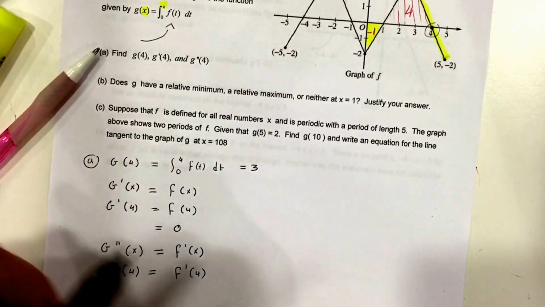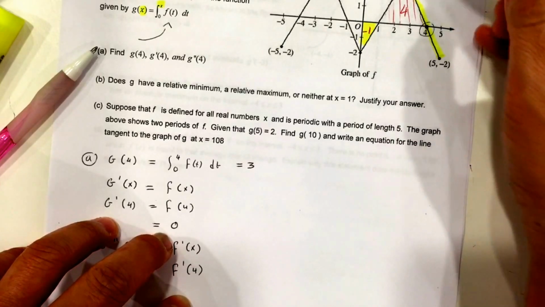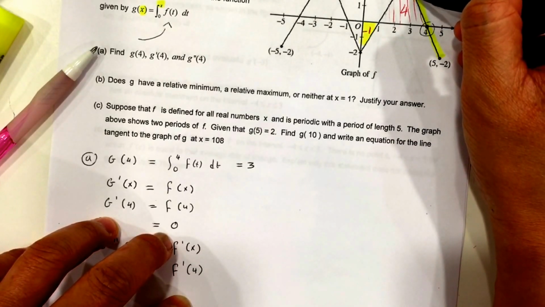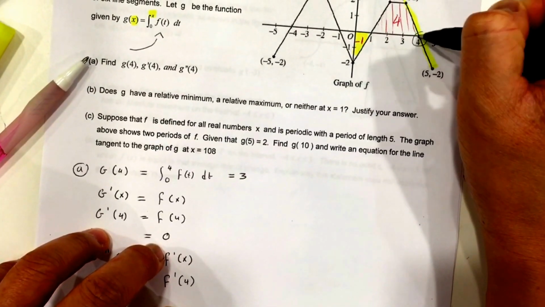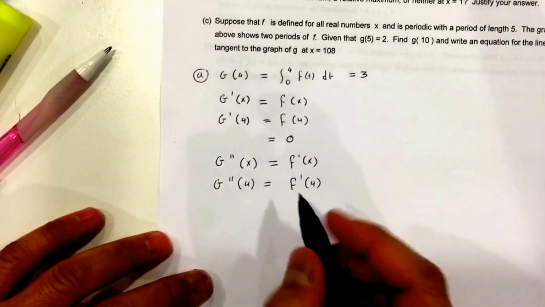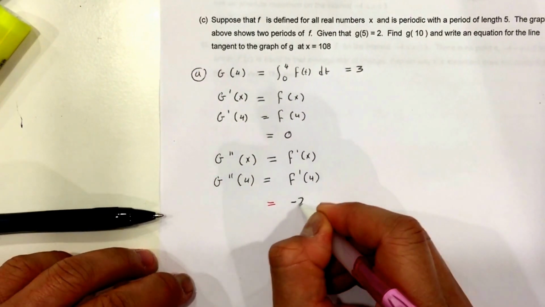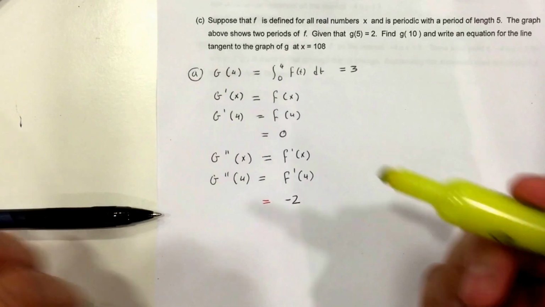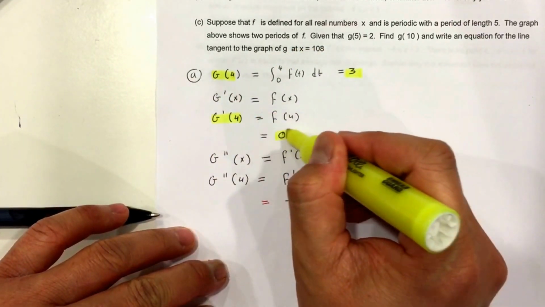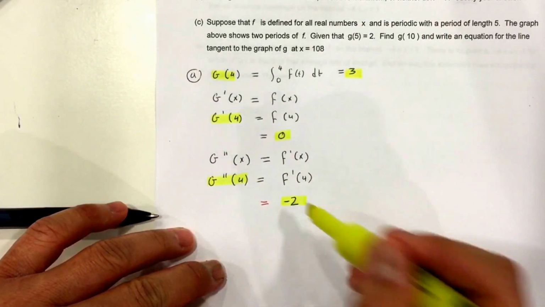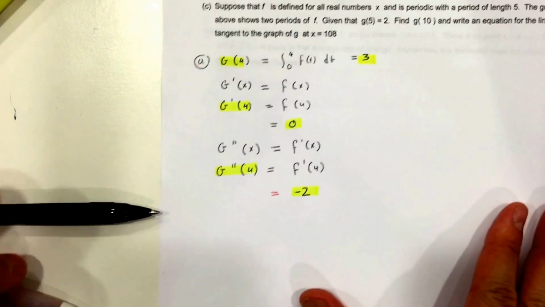So what is the slope of this segment? The segment rises. I rise from here down there. I rise -2, and I run 1, which is -2. So I know that that equals -2. Okay, so these are my answers. g of 4 is 3, g prime at 4 is 0, and g double prime at 4 is -2. I'm done with part A. I'm going to move on to part B.